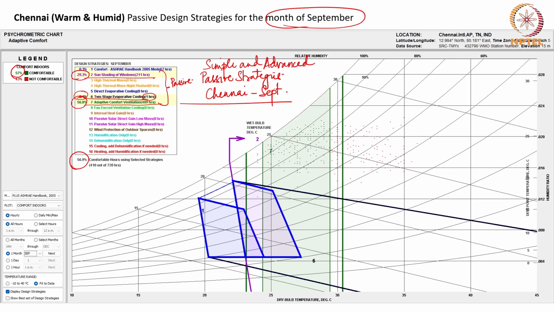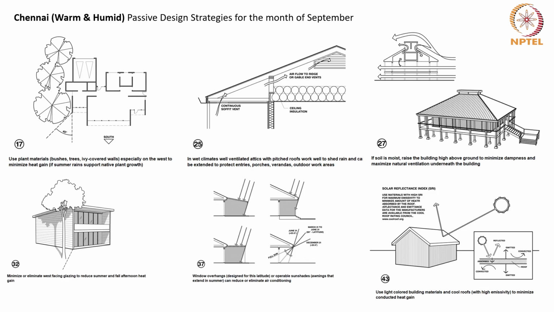So what are these strategies? How do we achieve this? The first way to achieve is to use plant materials like bushes, trees, ivy covered walls, especially on the west, in order to minimize heat gains. If summer rains support native plant growth, nothing like that. We can even have moss walls. Then in wet climates, well-ventilated attics with pitched roofs work very well to shed rain and can be extended to protect entries, porches, verandas and outdoor work areas.